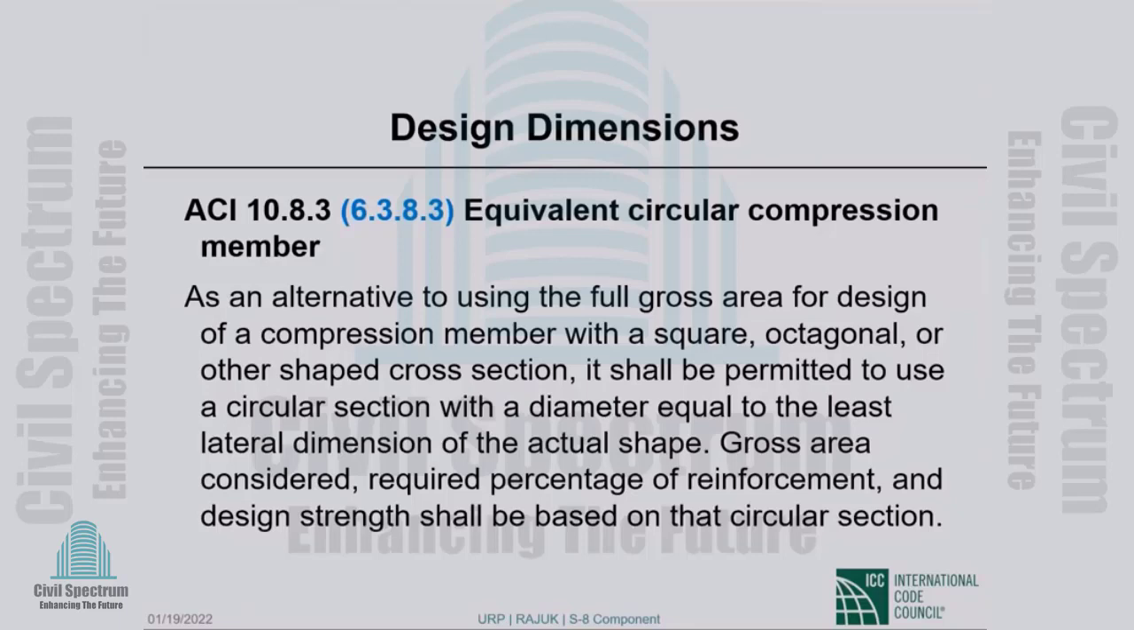the full gross area for design of a compression member with a square, octagonal, or other shaped cross-section, it shall be permitted to use a circular section with a diameter equal to the least lateral dimension of the actual shape. Gross area considered, required percentage of reinforcement, and design strength shall be based on that circular section.